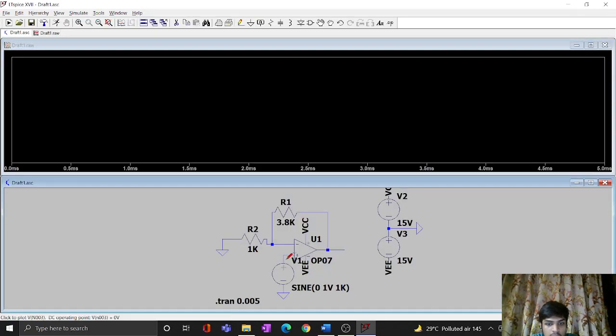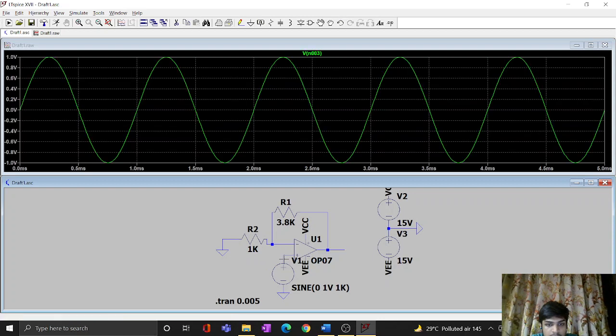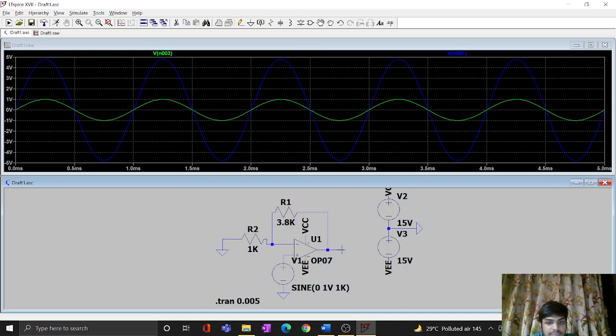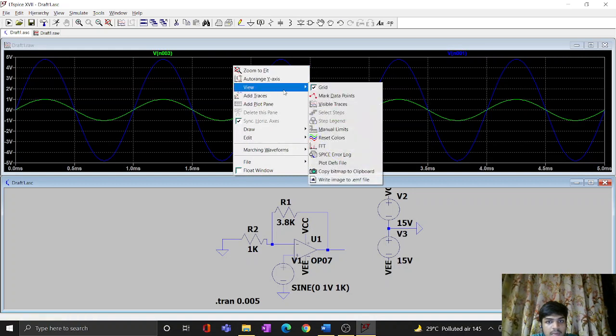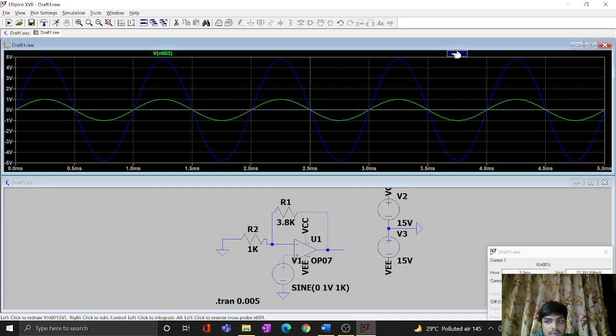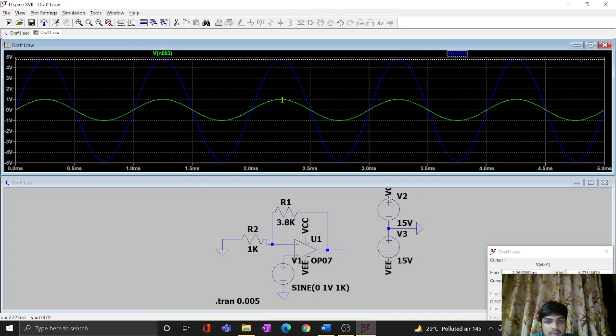Now I'll put the probe in the input. As you can see, I get a 2 volt peak to peak. Then if I put it in the output, I can multiply the gain, that is 4.8 into 2 volt peak to peak, and I get 9.6. You can also trace it with this, as you can also verify the values. 4.8 peak, hence we get a 9.6 peak to peak.